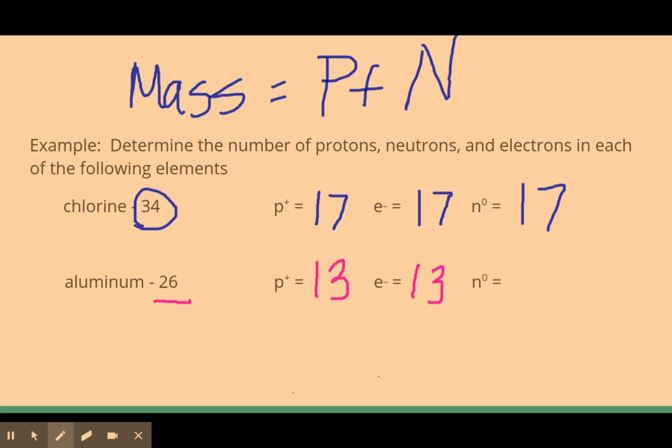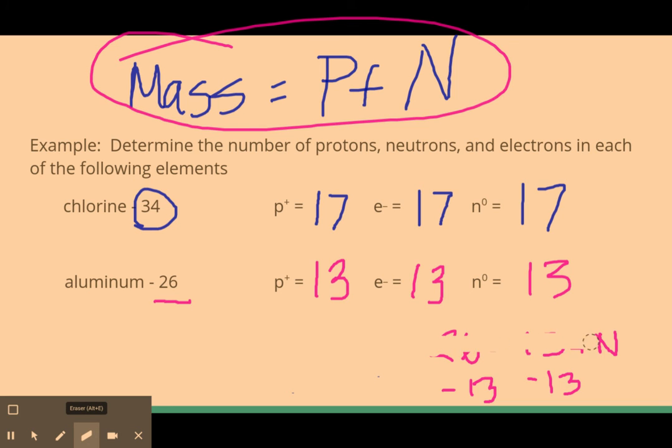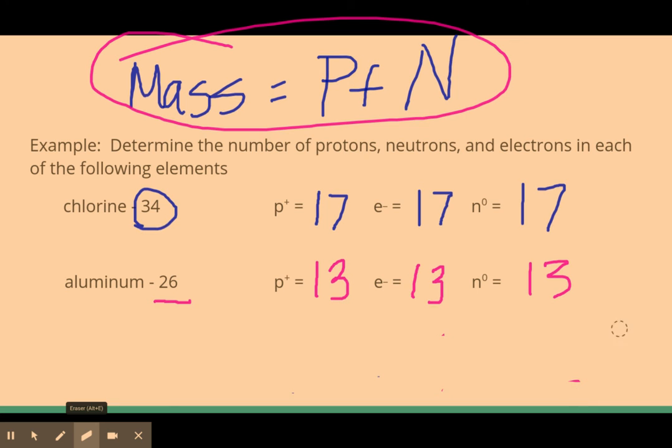And now I have to determine my neutrons. Once again, I'm going to use this equation up here. My mass number equals my protons plus my neutrons. So 26 equals 13 plus N. Subtract 13 from each side. N equals 13. So once again, I told you not every example is going to have equal numbers of protons, neutrons, and electrons, but this one here did.